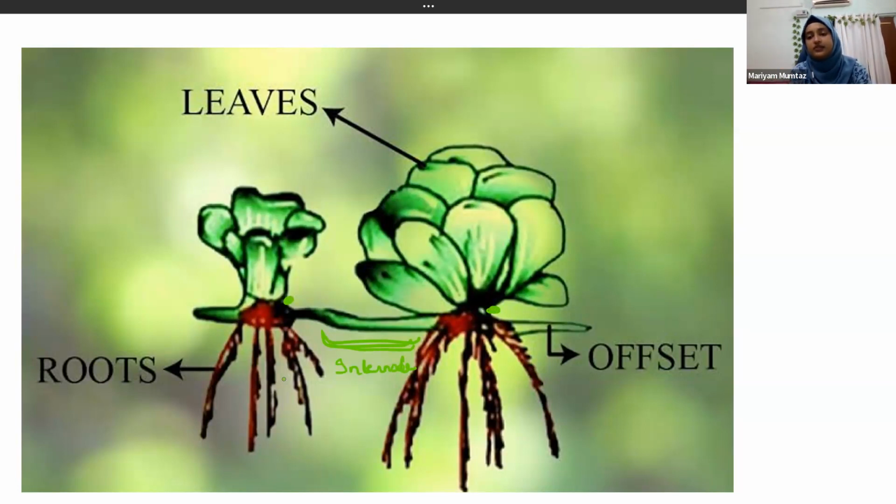Leaves. Branches and leaves, both of them. Branches also arise from the node and leaves also arise. So as you can see over here, since leaves are arising from this particular point and here also, that is known as the node, and the structure present between two nodes is known as internode. So here in the plant, the internode is short.